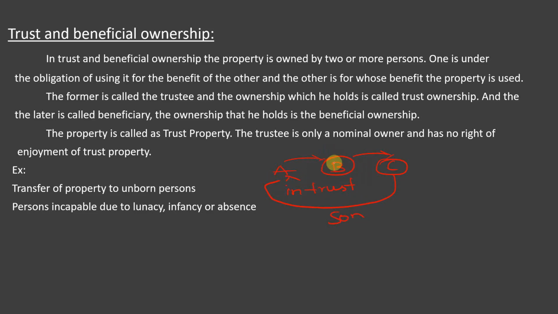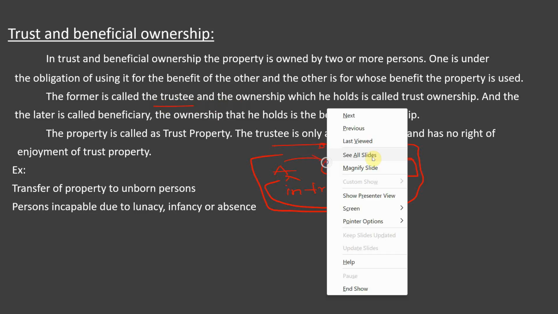So here B cannot have any benefits of that property. He can only use the benefits arising out of the property for C. So this type of ownership is called trust ownership. Here B, the former, is called the trustee.